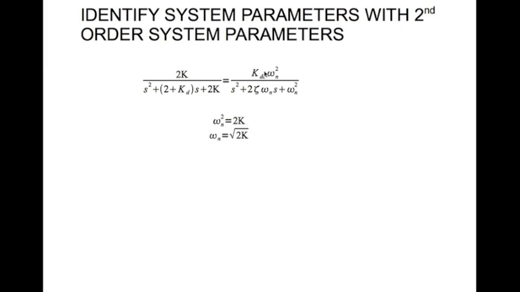So you make an identification with second order parameters like so, and you know that omega n squared is equal to 2k. That's right here. So omega n is root of 2k. And 2 plus kd is 2 zeta omega n. So zeta from this and this will give you (2 plus kd) divided by 2 root 2k. And kdc times omega n squared equals 2k, and therefore kdc equals 1.